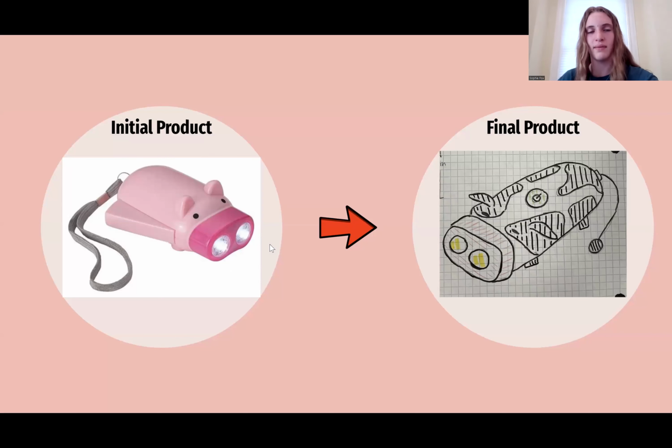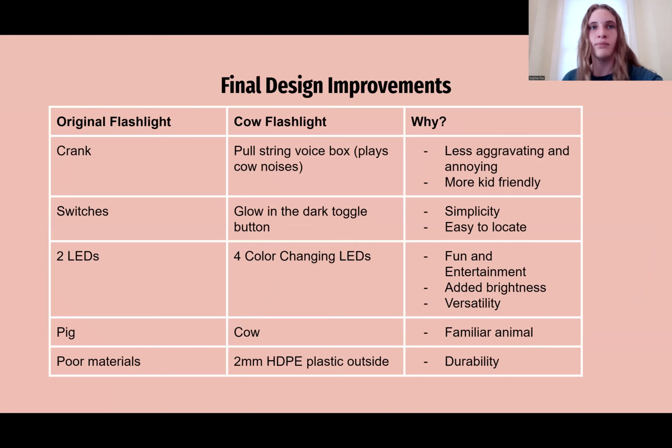So this on the left is a picture of the original Piggy flashlight, and then on the right is a picture of the new redesigned product. The improvements that we made in our final design were that we removed the crank and added a pull string voice box because everyone we interviewed had said they liked the crank, but they only liked it because it was interactive and entertaining. This gives us an interactive feature and plays comforting animal noises, which will be much less aggravating.